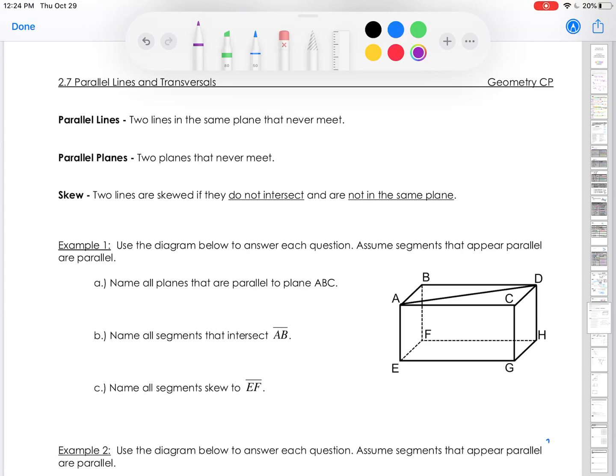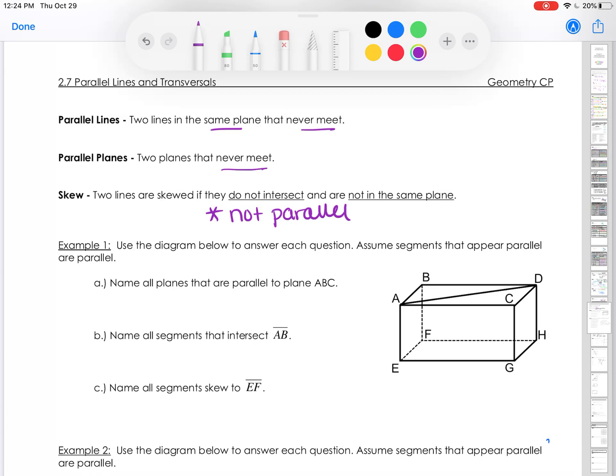2-7 parallel lines and transversals. Parallel lines are two lines in the same plane that never meet. Parallel planes are two planes that also never meet. Skew means that two lines are skewed if they do not intersect and are not in the same plane. They also are not parallel.